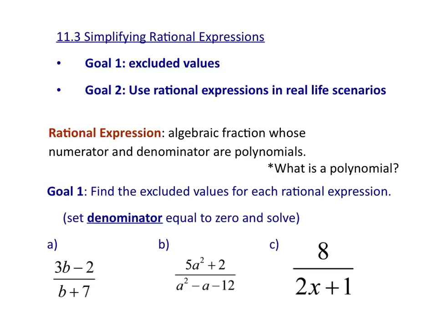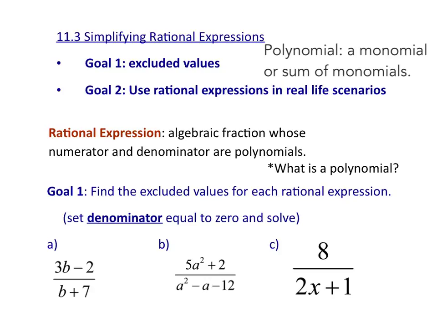So a few goals for us today under 11.3 simplifying rational expressions. The first goal is to find and identify excluded values. So if you can recall, a rational expression is an algebraic fraction whose numerator and denominator are polynomials. What is a polynomial again? You guessed it. A polynomial is a monomial or sum of monomials. So let's look a little bit more at our goal number 1.